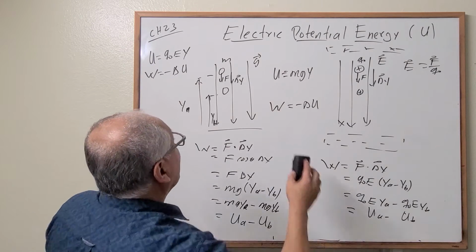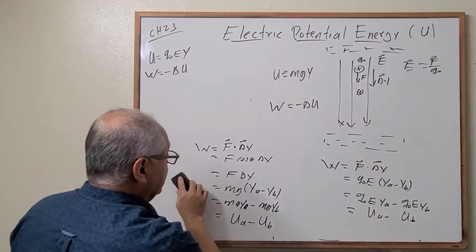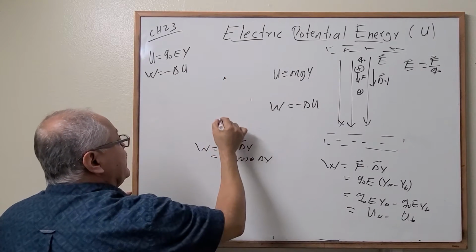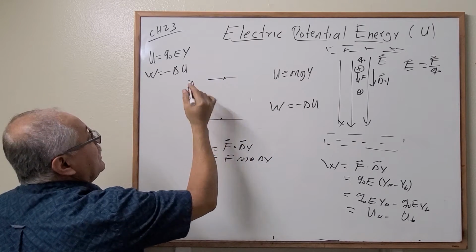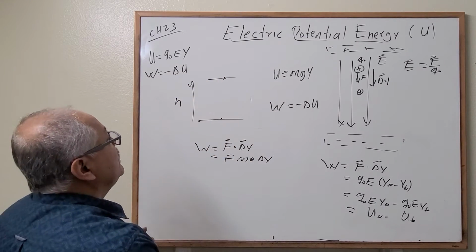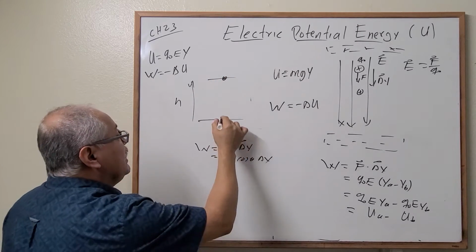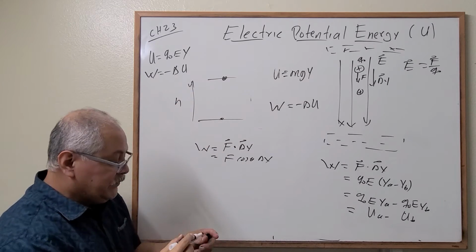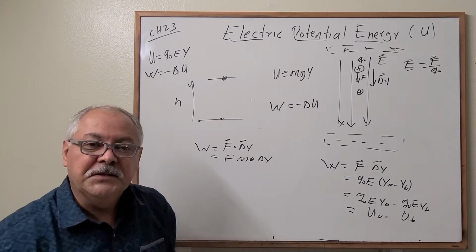Imagine that we have this position right here and this position right here, right? Imagine again the height is h. We have a mass right here and we release it, correct? And we're looking for the work done by gravity from here to here. Also, we're looking for the potential energy.